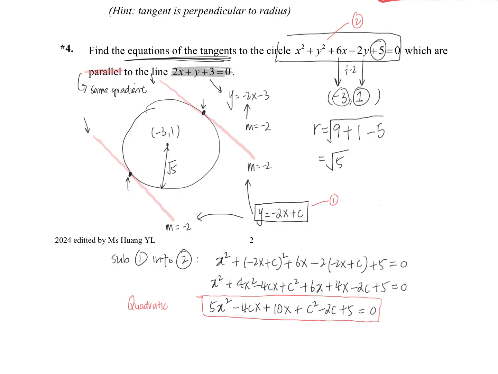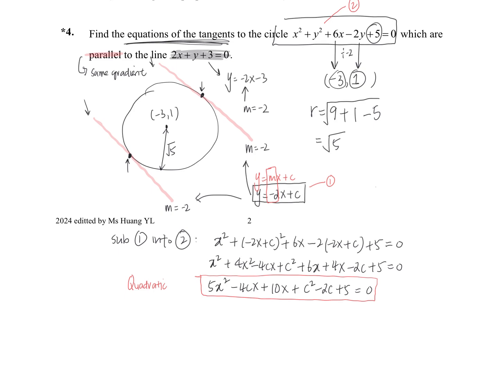Y equals mx plus c. I don't know the c. I only have the m, so I put in this first. Okay? So I go and do the discriminant. B squared minus 4ac.